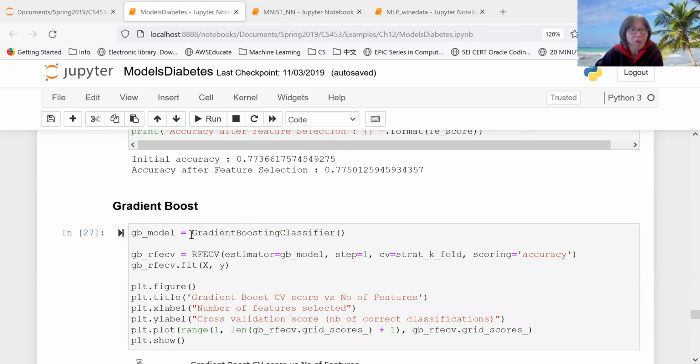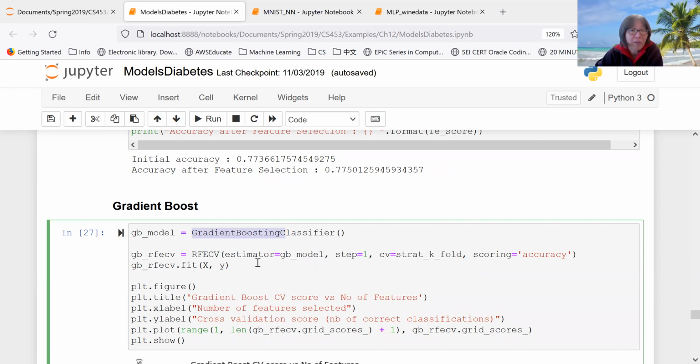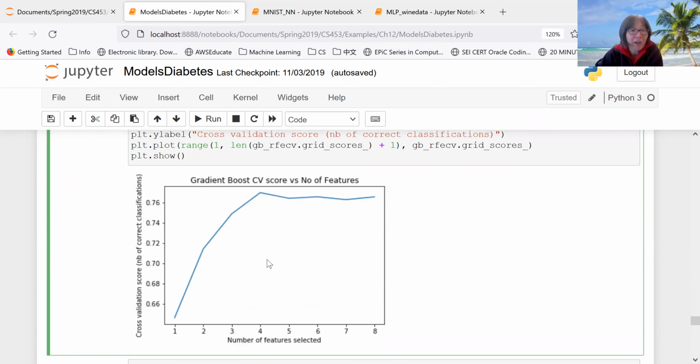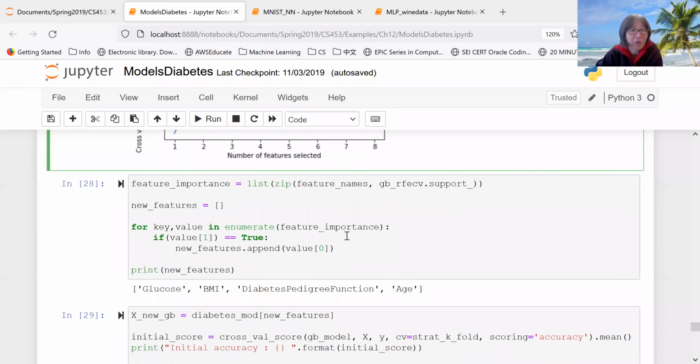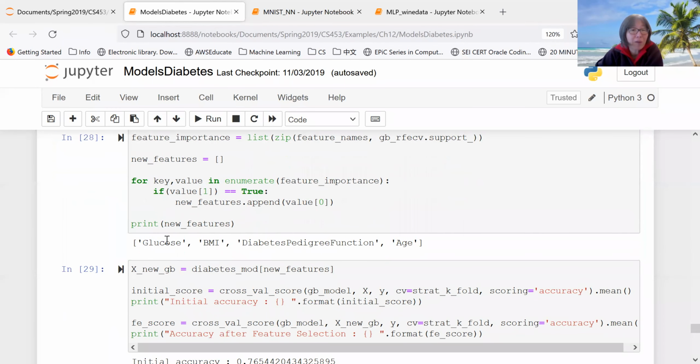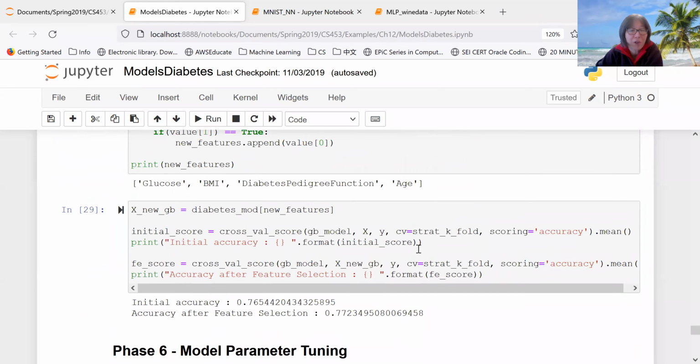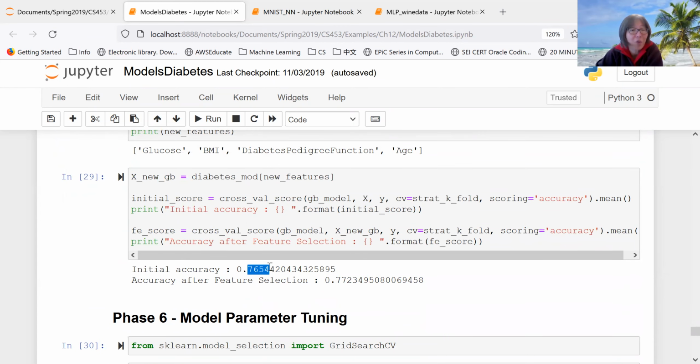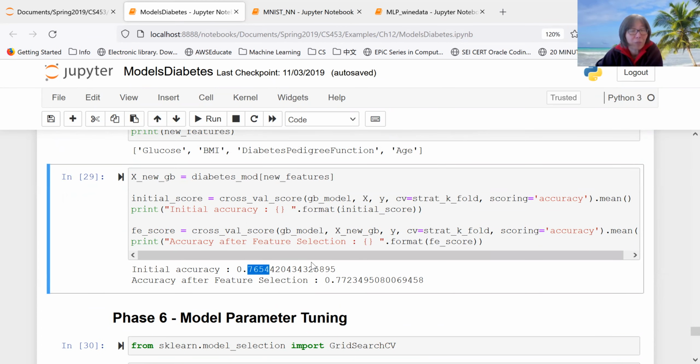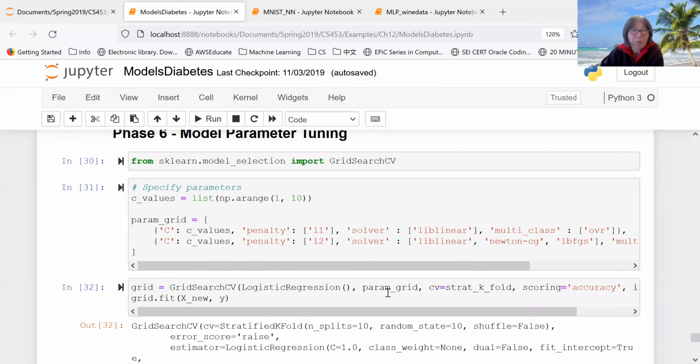You can also try other models such as gradient boosting, with the same feature selection, and it gives us a similar result. About 4 or 5 features, the accuracy won't make a huge difference. Same thing, we pick the most important features and get the score. You can see it's also pretty close to using the full feature set.